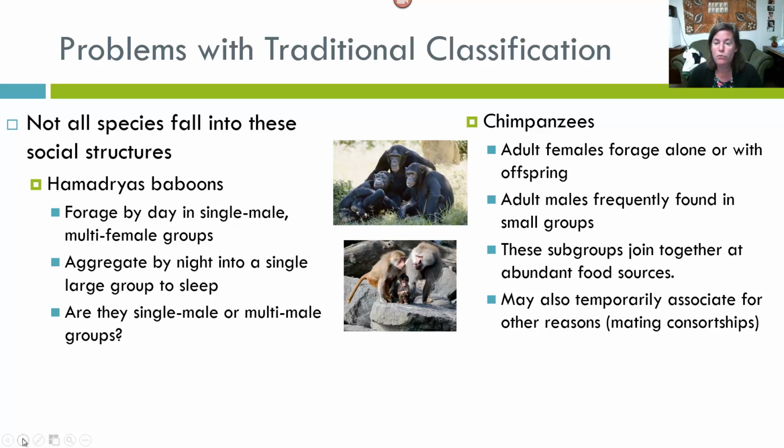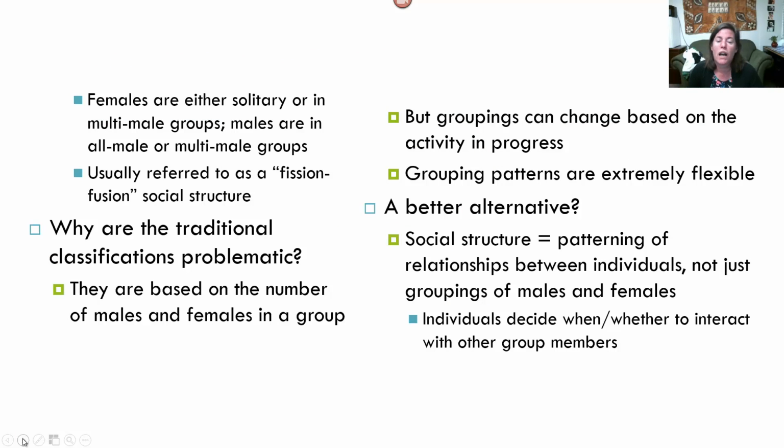Chimpanzees, same type of problem. Adult females forage alone or with their offspring throughout the day. Adult males are frequently found in small groups. These subgroups then join together at abundant food resources, and they can also temporarily associate for other reasons. So are you going to say that they're solitary? Do you say that they have all-male bands? Or are they multi-male, multi-female as you see them at these abundant food resources? It's very hard to classify these primates as one type of social system or another, because their social system changes depending on the situation.